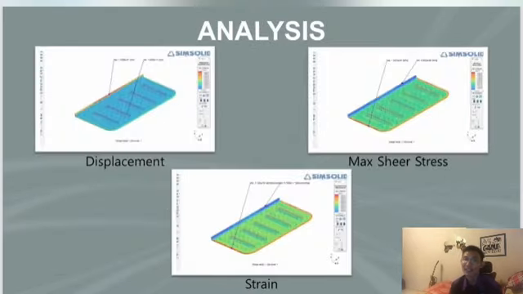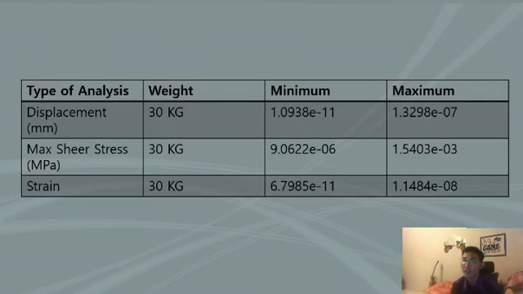We go to the analysis. There are displacement, max shear stress, and also strain. The findings of the simulation and analysis are listed below. This framework is used to sustain the 30 kg weight of the object that will be carried by the stair climber trolley. For this investigation, data on displacement, maximum shear stress, and also strain were gathered.